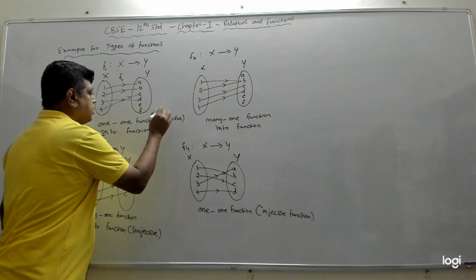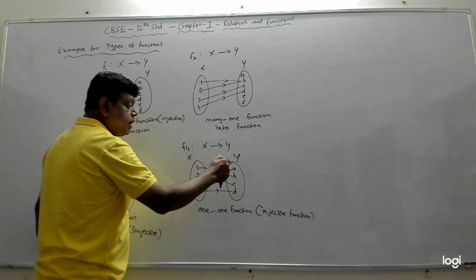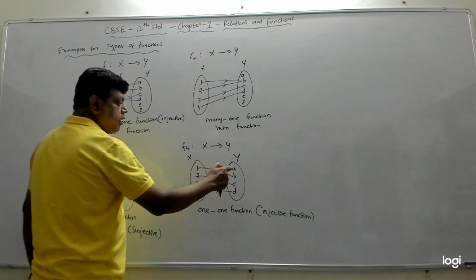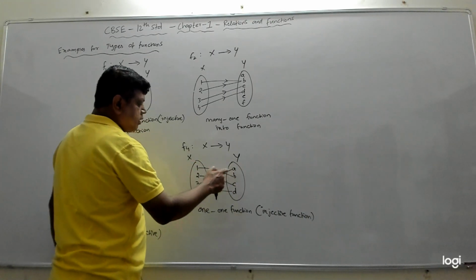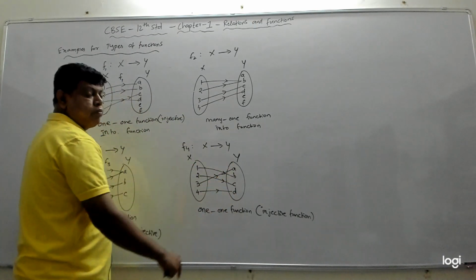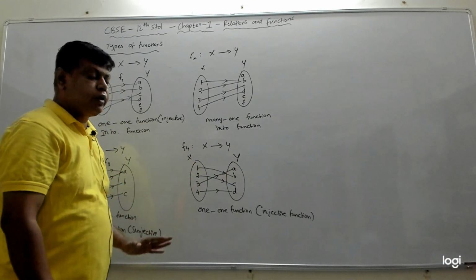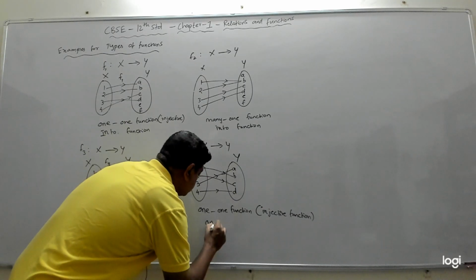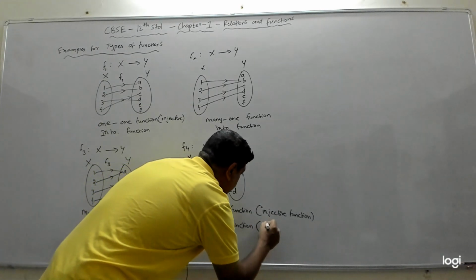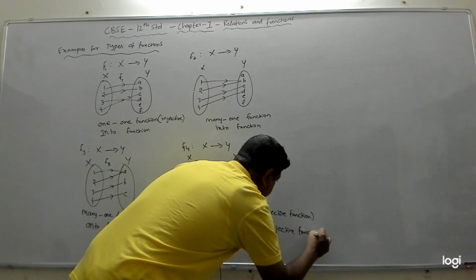Now is it an onto function? It will become onto if every element in Y is an image of some element in X. A is the image of 3, B is the image of 1, C is the image of 2, D is the image of 4. So every element in set Y is the image of some element in set X. Therefore it is onto. It is an onto function, which is also called surjective.